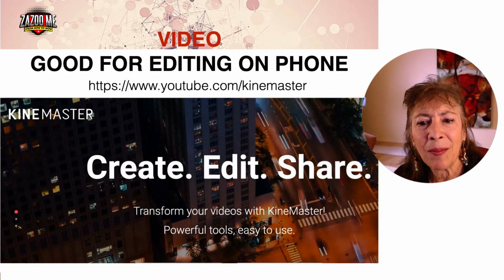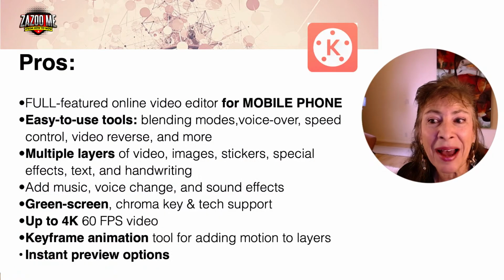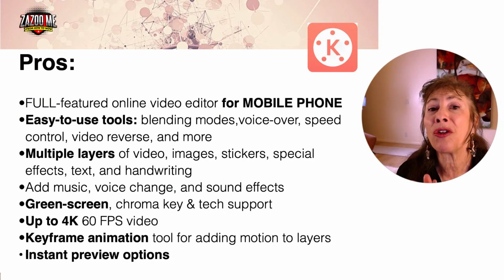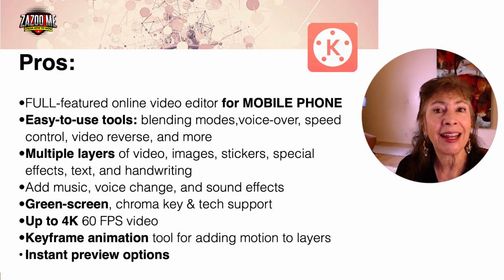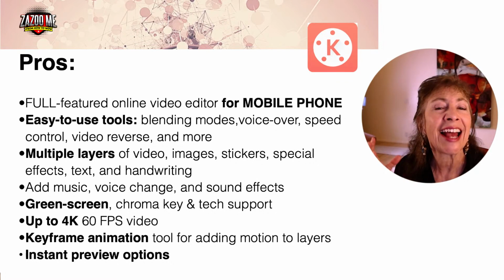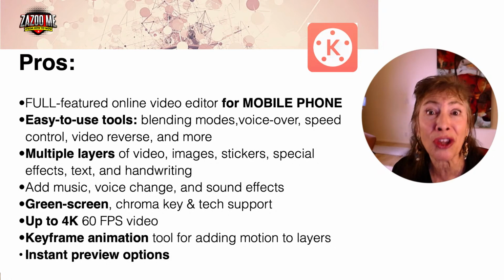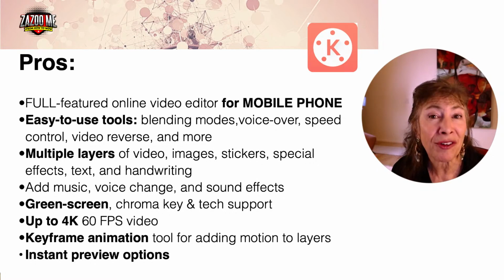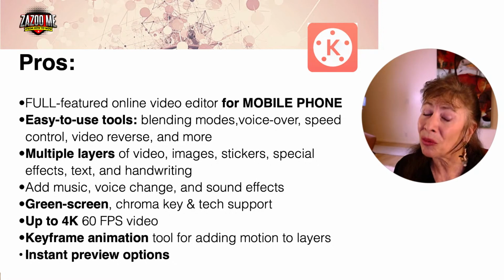So that was Kinemaster. You can see that it's got color grading, it's got an amazing amount of features, and it's an online video editor for your phone. So it's got super easy to use tools. It does blending, it does voiceover, you can adjust the speed, you can do reverse speed. It has multiple layers. So like I said before, multiple layers are huge if you want to add things. You can add images and stickers and special effects and text, and you can even write right across your video, which is a really cool feature.